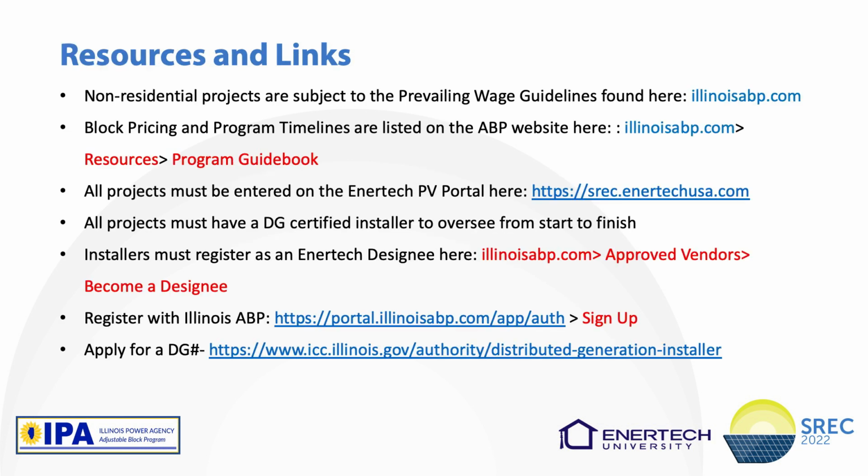So on the screen, you will see some resources and links to help guide you to some further information. This includes information and guidelines regarding prevailing wage, as well as block pricing, program timelines, the Enertech portal, DG certification, registering as an Enertech designee, and even applying for a DG number should the installer meet the 5 project requirement needed to apply. A guide has also been created for assistance with the ABP disclosure form.